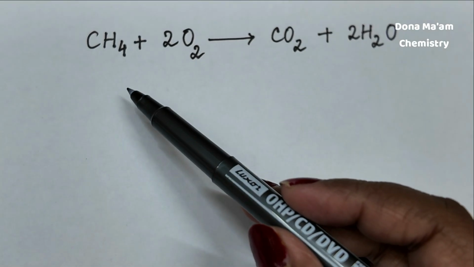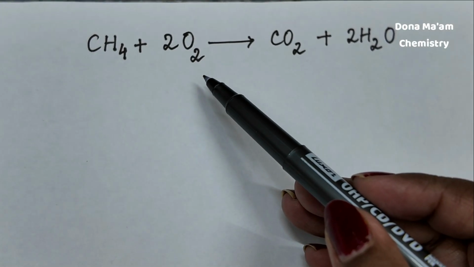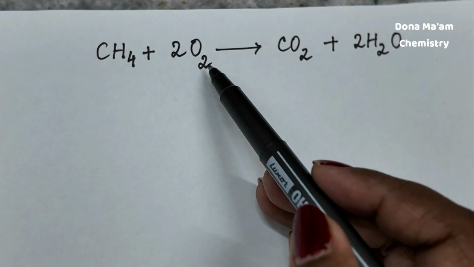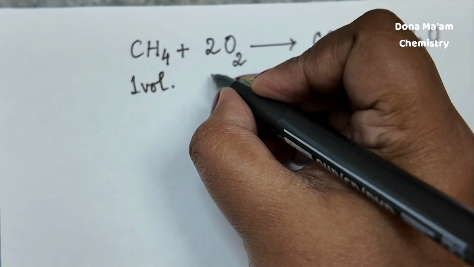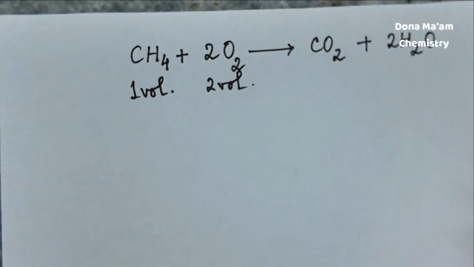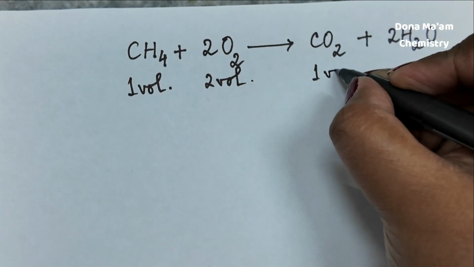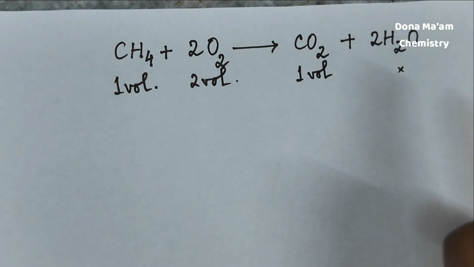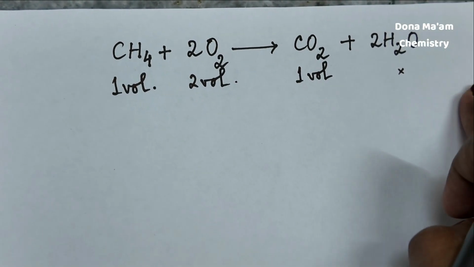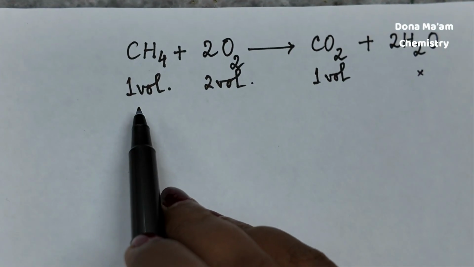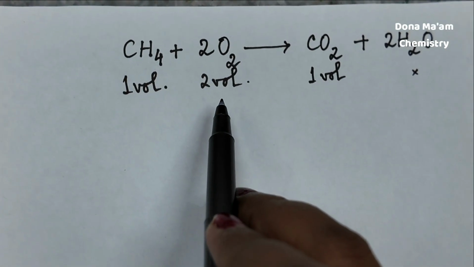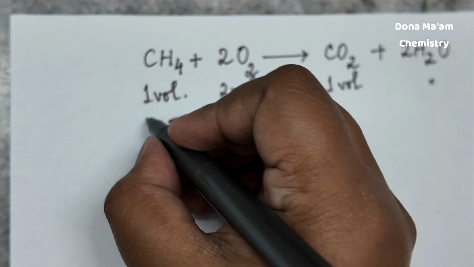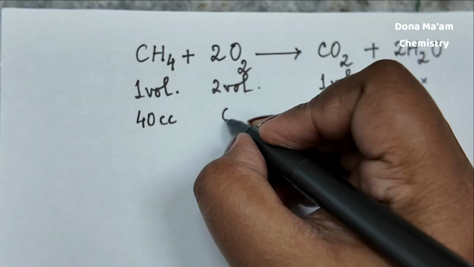40 cc of methane is reacting with 60 cc of oxygen. That is, one volume of methane is reacting with 2 volume of oxygen. So this is 1 volume and this is 2 volume according to Gay-Lussac's law, and here again 1 volume of carbon dioxide is getting formed. Water is not considered here because in Gay-Lussac's law they only deal with gases. So 1 volume of methane reacts with 2 volume of oxygen, and in the question it's given 40 cc of methane and 60 cc of oxygen.